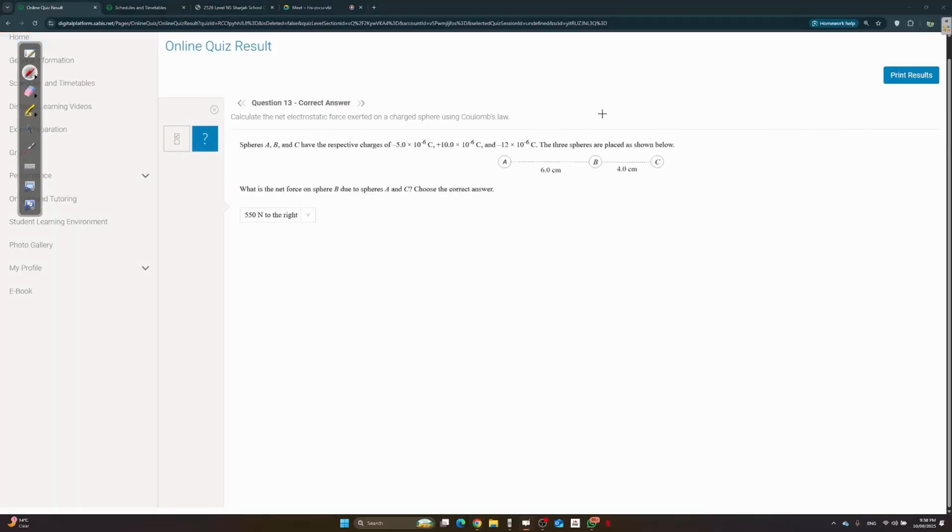Alright, 13. Spheres A, B, and C have the respective charges of this, this, and this. I don't know why it's labeled like that. It confused me for a second. What is the net force on sphere B due to spheres A and C?